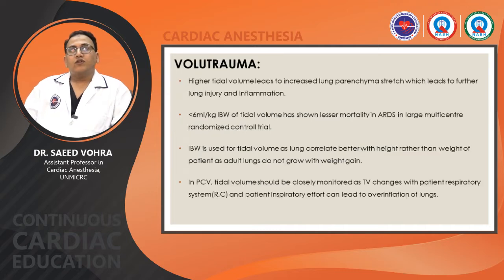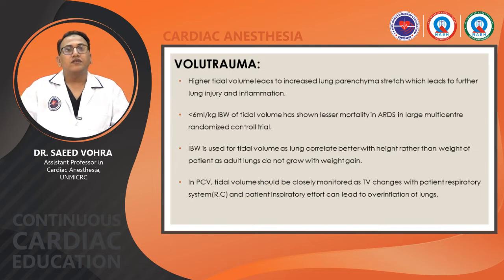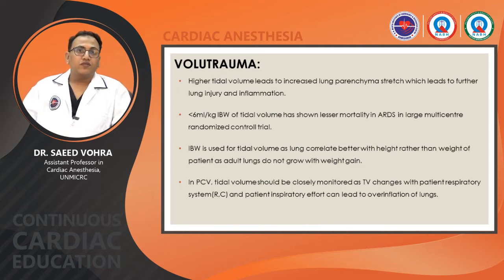Volutrauma: a high tidal volume leads to increased lung parenchymal stretch, which leads to further lung injury and inflammation. So the target tidal volume should be less than 6 ml per kg of ideal body weight in ARDS, and it has shown better survival in multicenter randomized controlled trials. Ideal body weight is used for tidal volume as lung size correlates better with the height rather than the weight of the patient, as adult lungs do not grow with weight gain. So the ideal body weight should be used for the tidal volume setting. In pressure control ventilation, tidal volume should be closely monitored, as you have seen earlier.